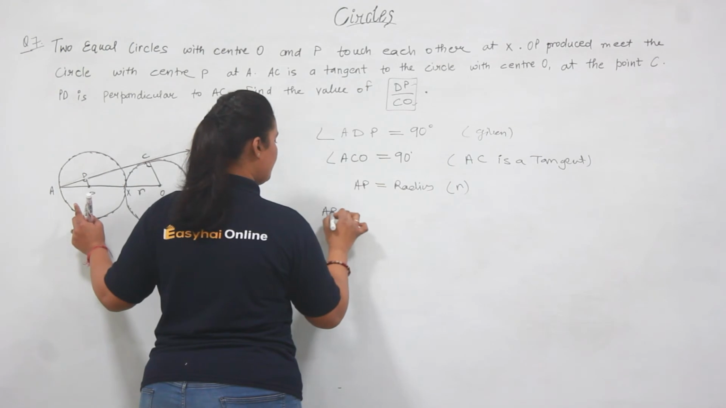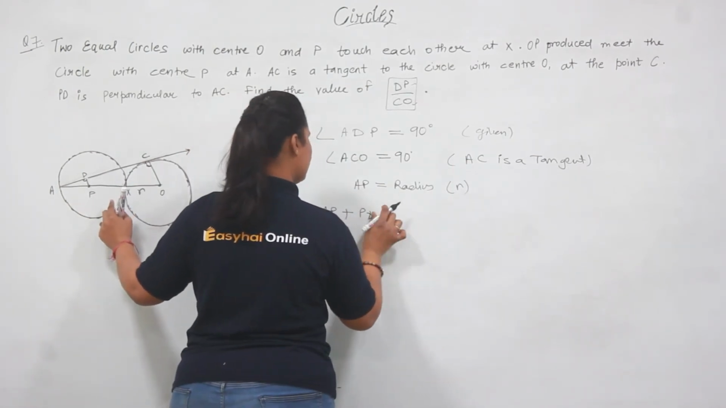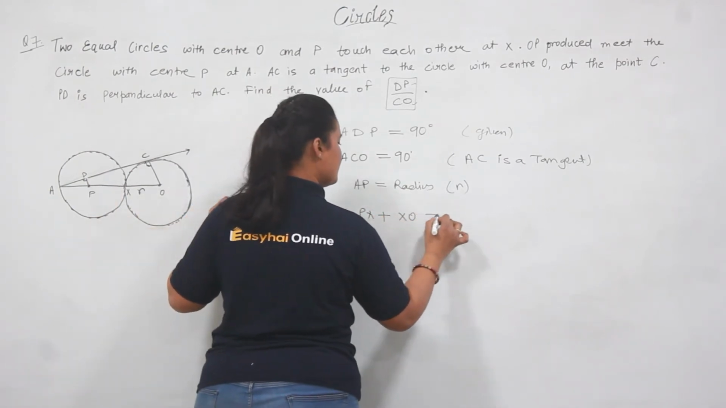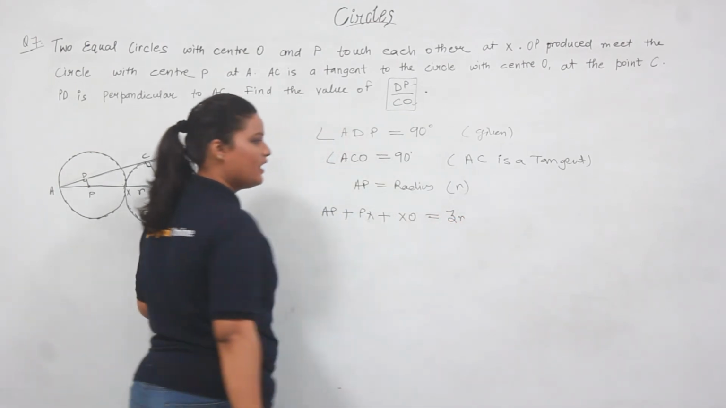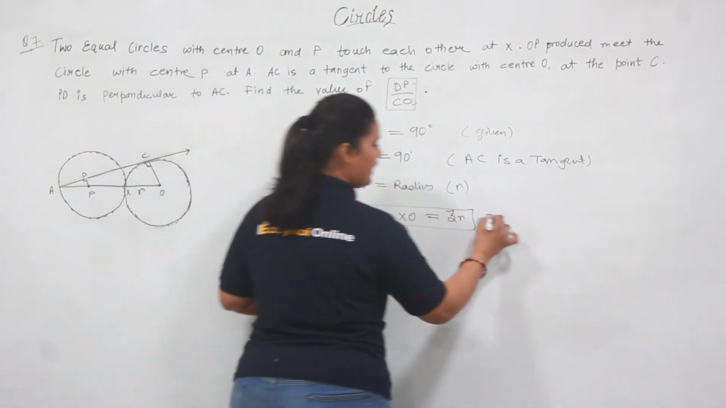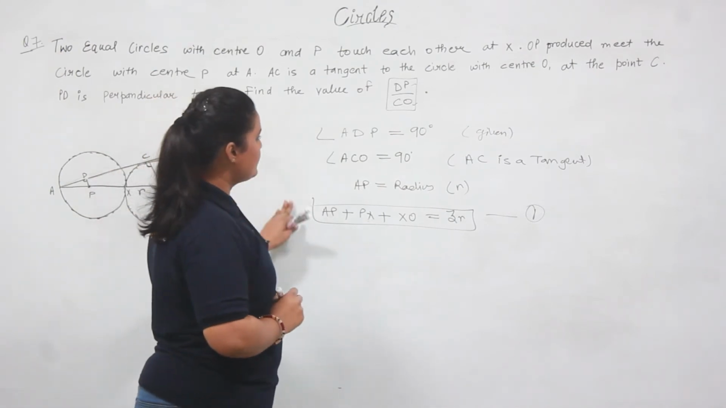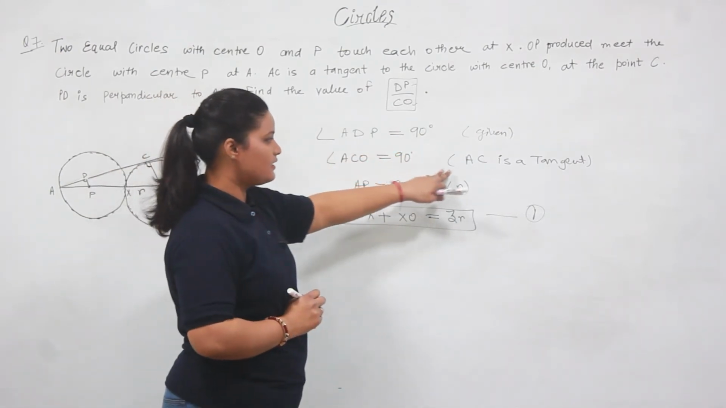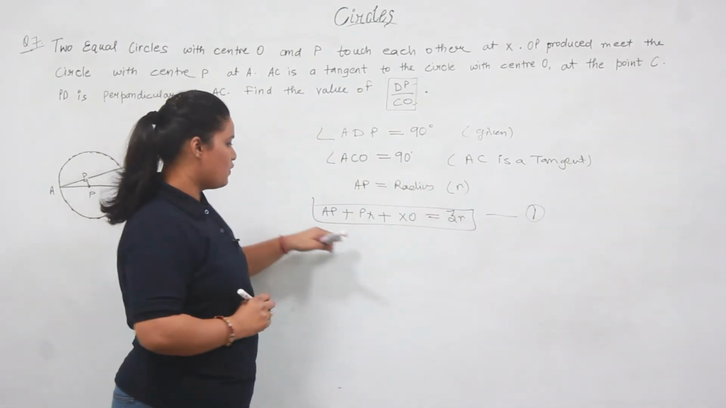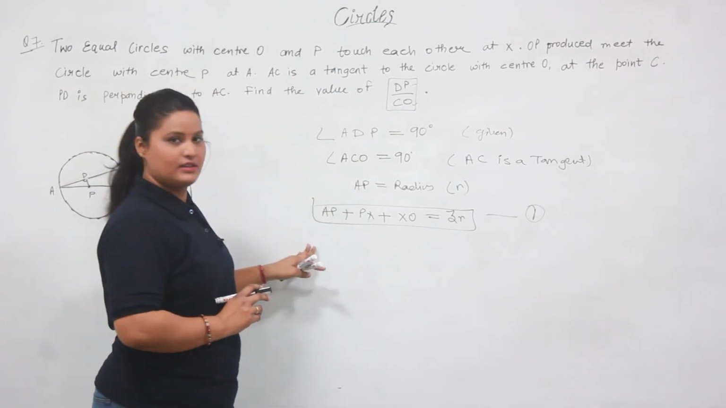So AP plus PX plus XO will make 3R. Correct? Just keep it in mind, and I will make it my equation number 1. So you understand, this is my 90-degree angle, this is my 90 degrees again, because AC is a tangent and AP is a radius. So AP plus PX plus XO is equal to 3R. Okay, you understand all these points?